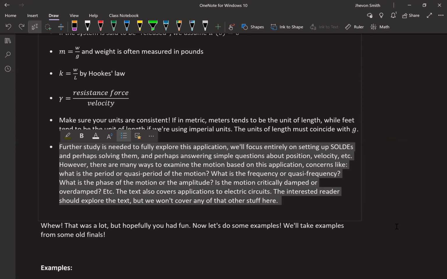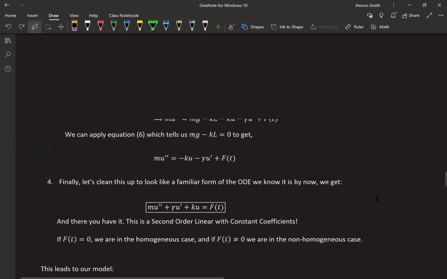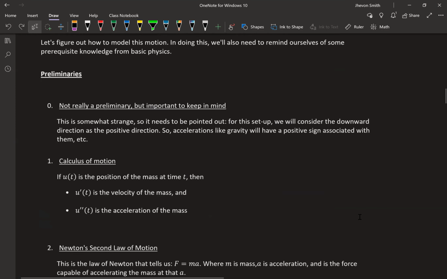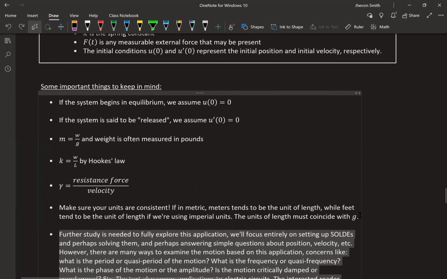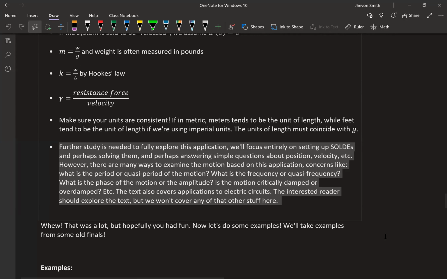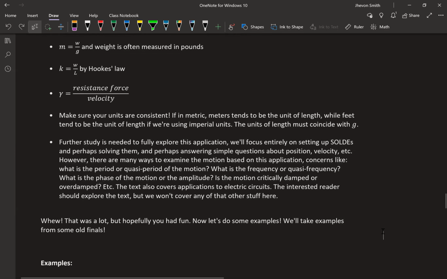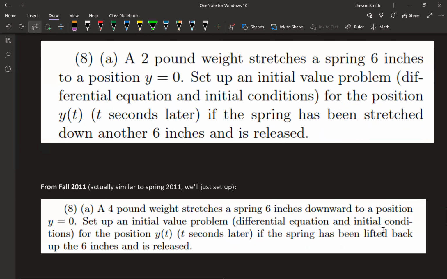Pretty much what you need to know is if anyone describes a scenario like this, you need to be able to develop a second order linear differential equation to describe it. And then you need to be able to solve that second order linear differential equation and then answer any simple questions that might arise from that. Here are some examples.